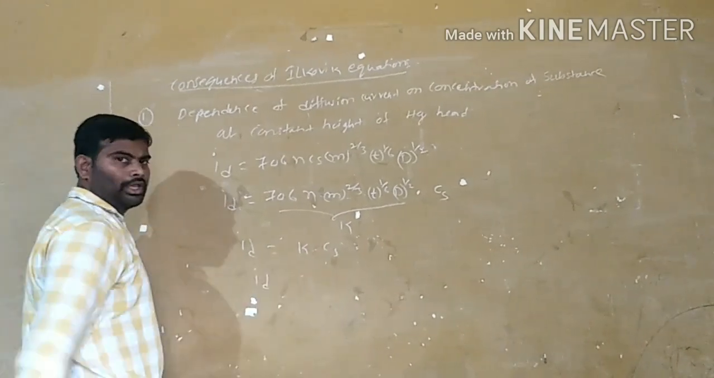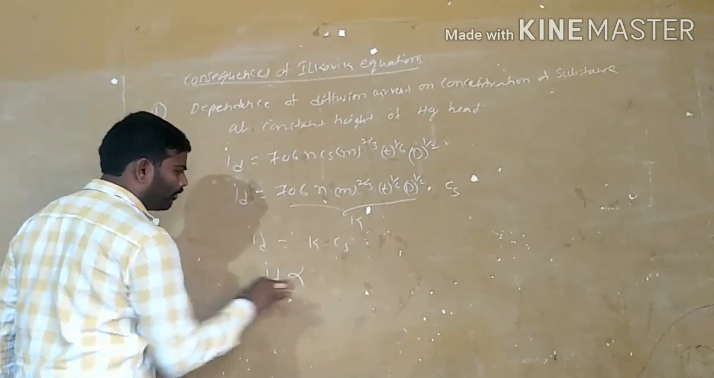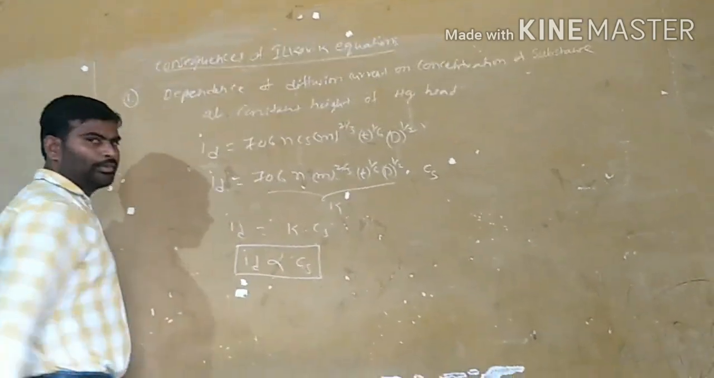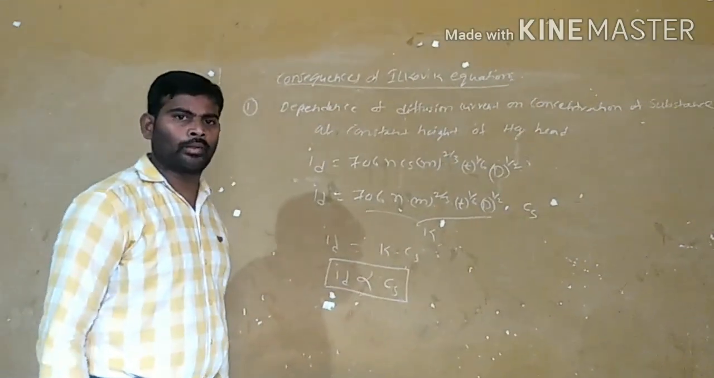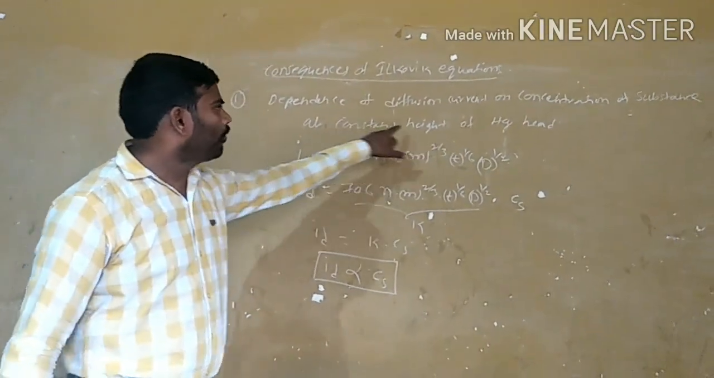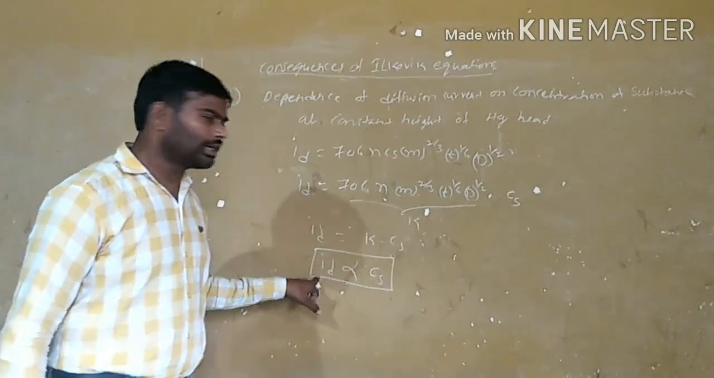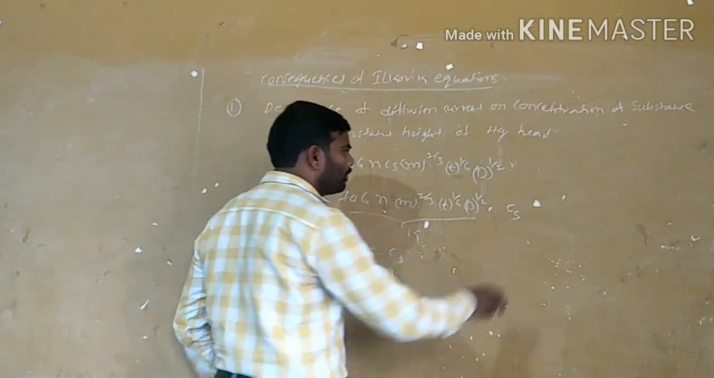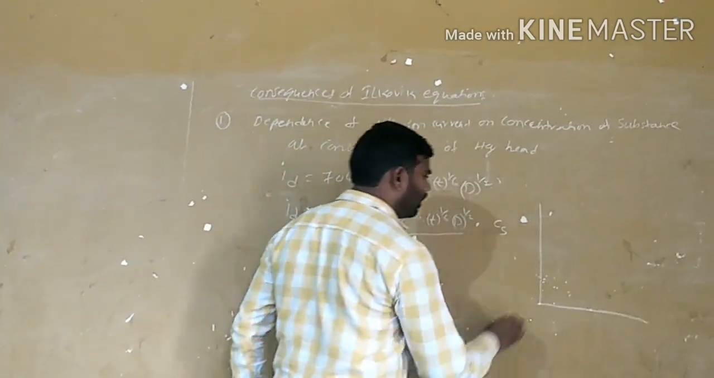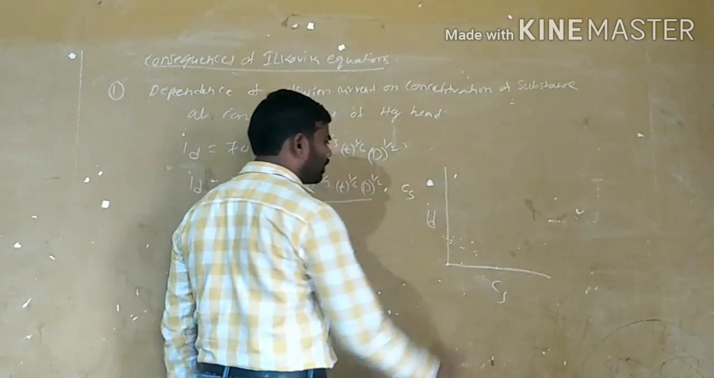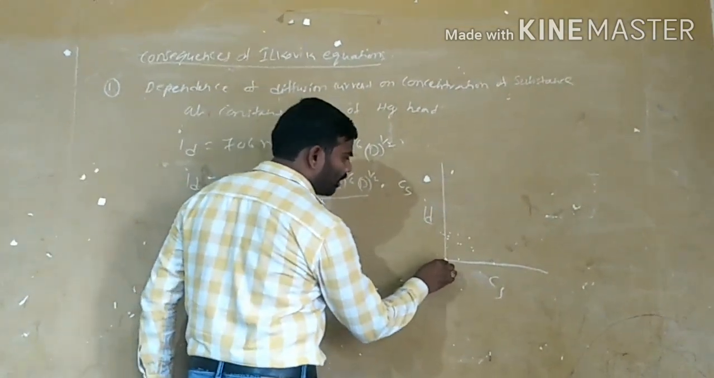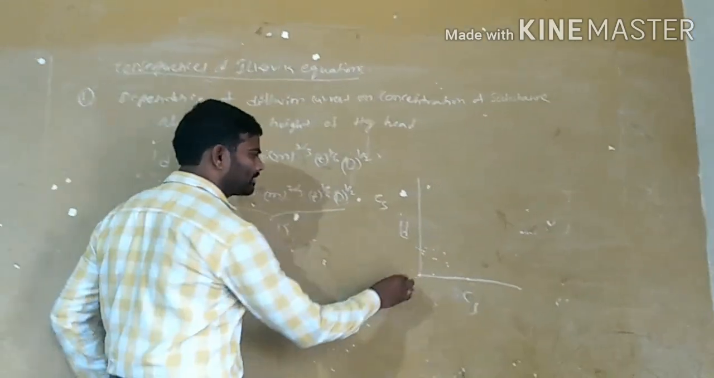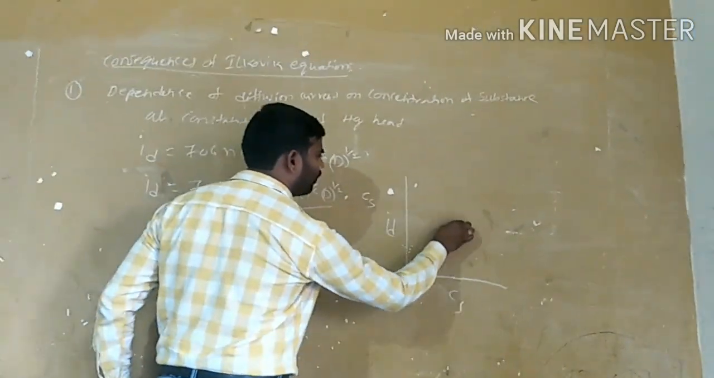If we remove the equality, we have the proportionality with C. This is what we get: ID is directly proportional to the concentration of the solution. Means at a constant height of mercury head, the diffusion current is directly proportional to the concentration. By plotting a graph between these two, as the concentration of the solution increases, the diffusion current increases. With this, we are getting a graph like this.